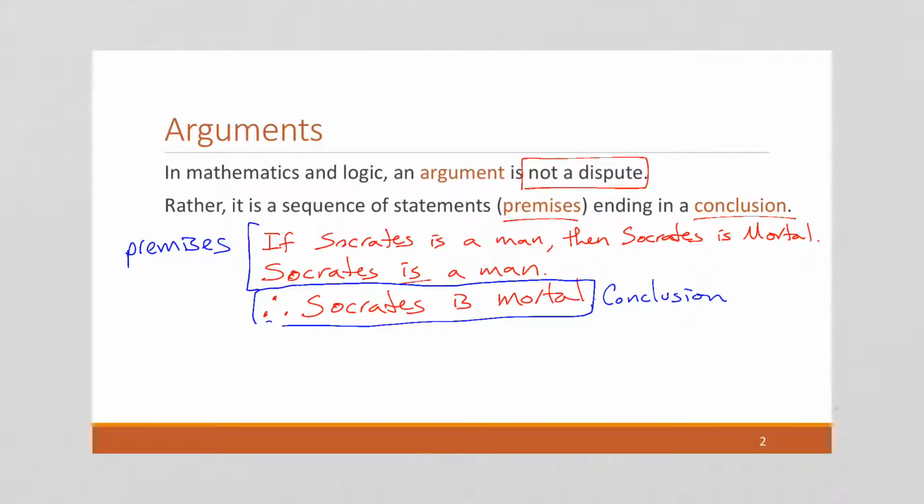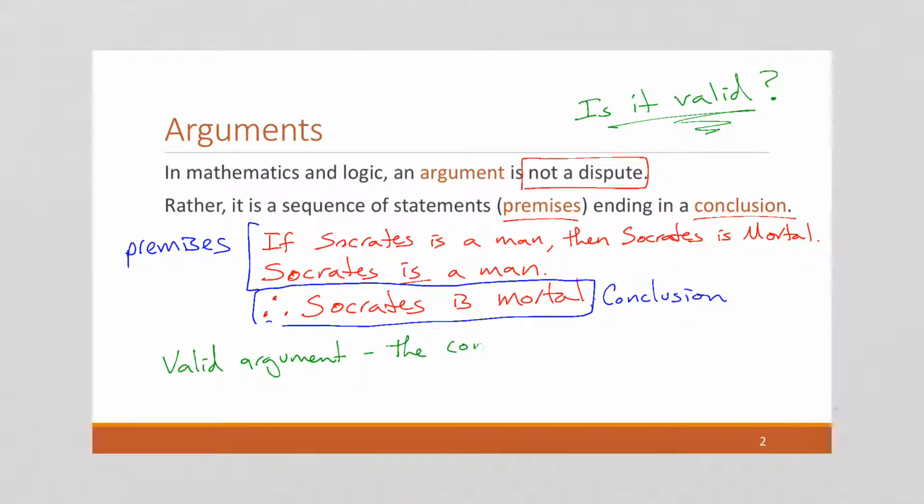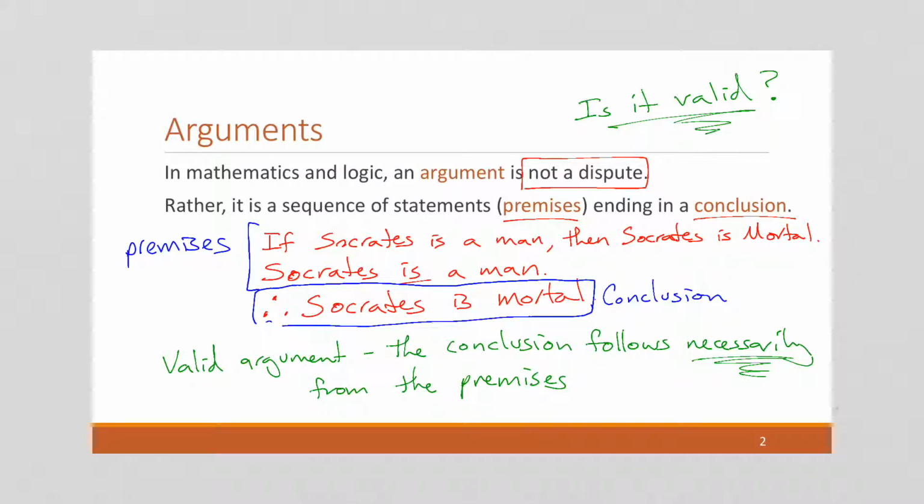And the goal of an argument is we want to determine, is it valid? Well, what does valid mean? A valid argument is one in which the conclusion follows necessarily from the premises. Okay, and we're going to see what that means in this video.